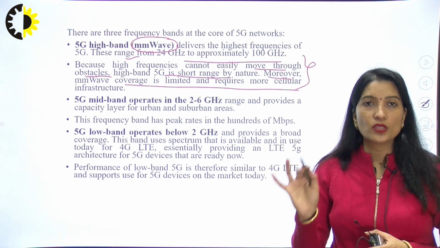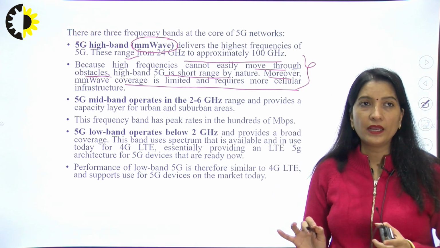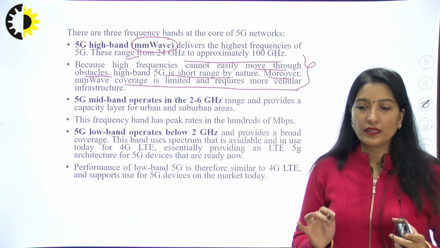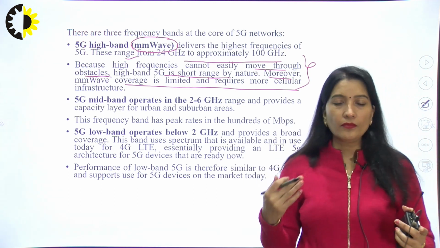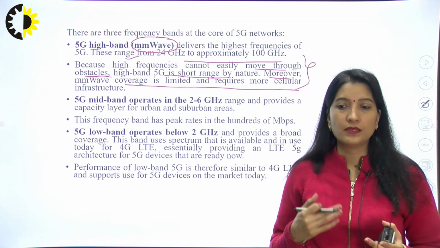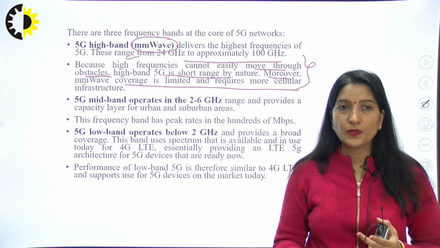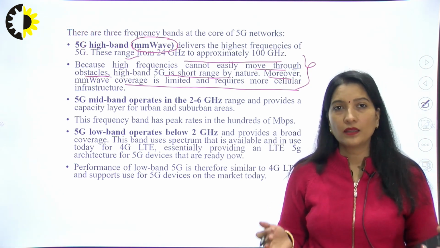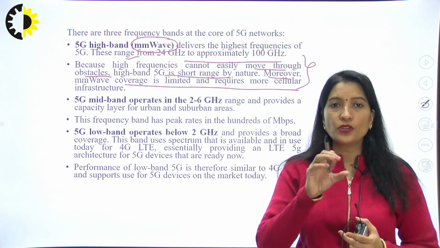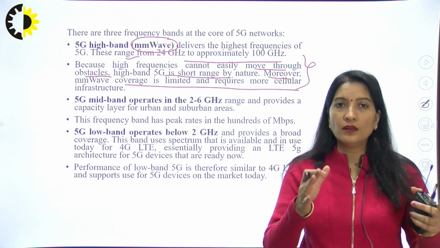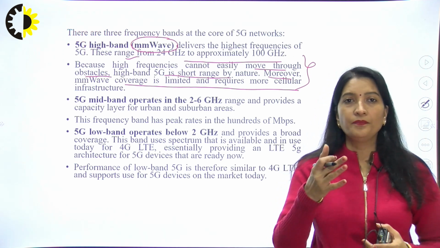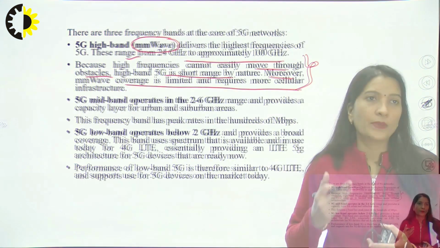The challenge is that because of the high frequency, losses and attenuation will be higher, and these waves cannot move through obstacles. Obstacles can be small hills, high-rise buildings, trees, or other kinds of obstacles. So we need to deploy small base stations with short coverage to get the high-range frequencies for fifth generation millimeter wave applications.